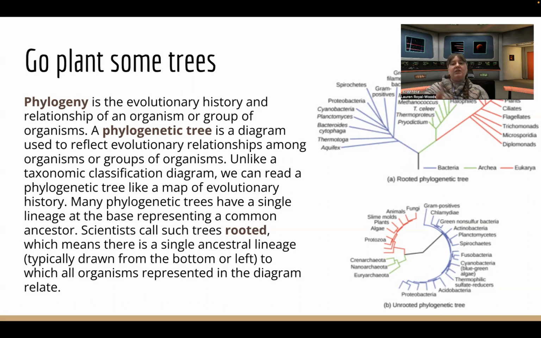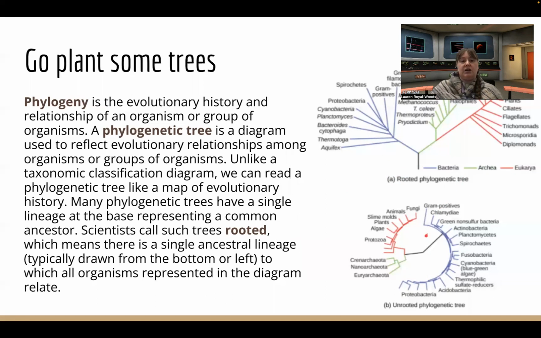So there's a couple of ways you can draw these things. You can root them. So this is a rooted tree, where it basically has the one common ancestor. Now keep in mind, and I'm going to break this down in the next slide, when they're coming together like this, it means it wasn't that creature that we're looking at. It was a common ancestor that split at some point. So a rooted tree is basically coming out of a single ancestral lineage. It's typically drawn from the bottom or left. They like to draw it from the left. All organisms can relate to this guy as a founding life form that gave rise to all these guys.